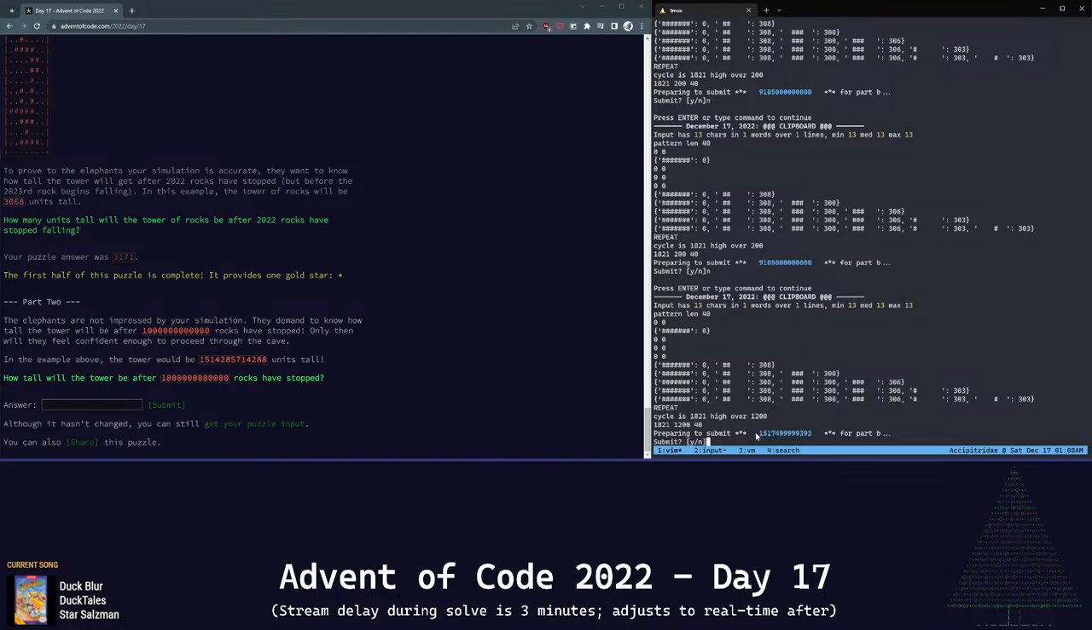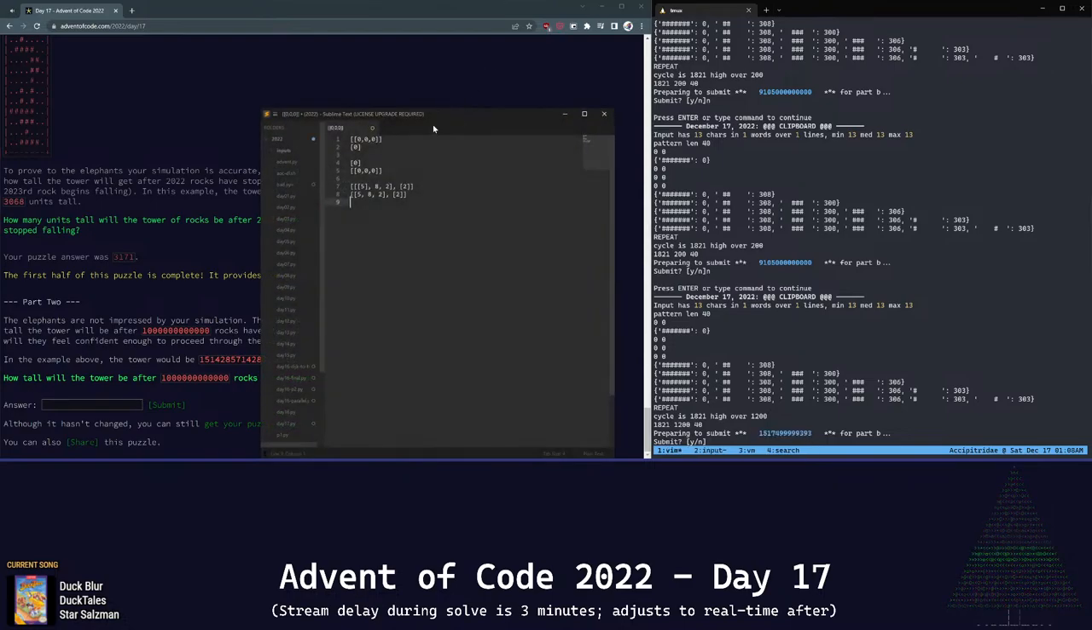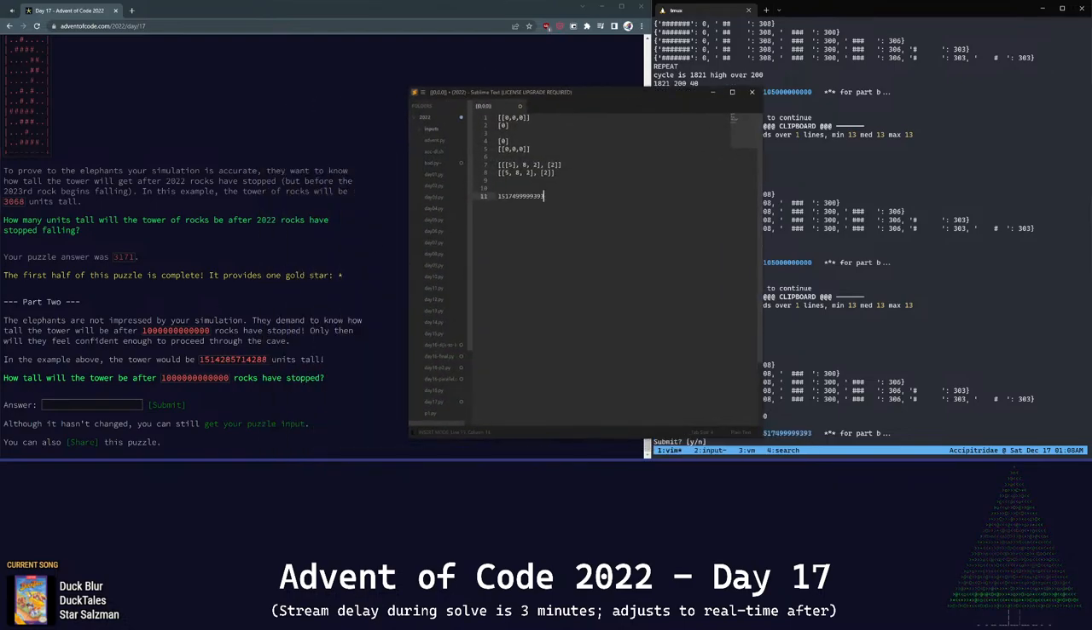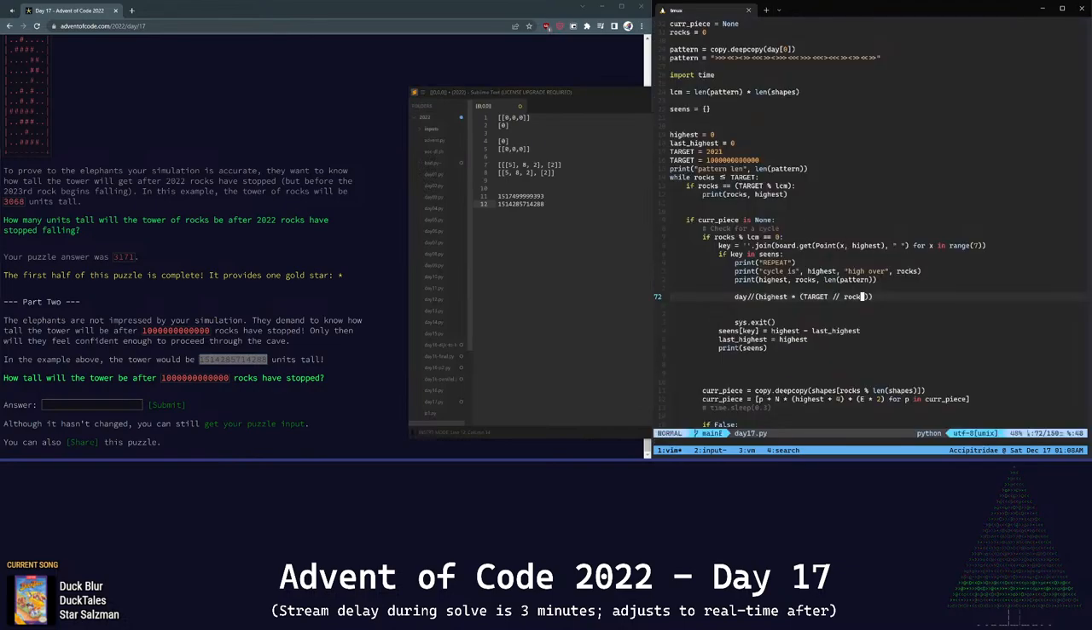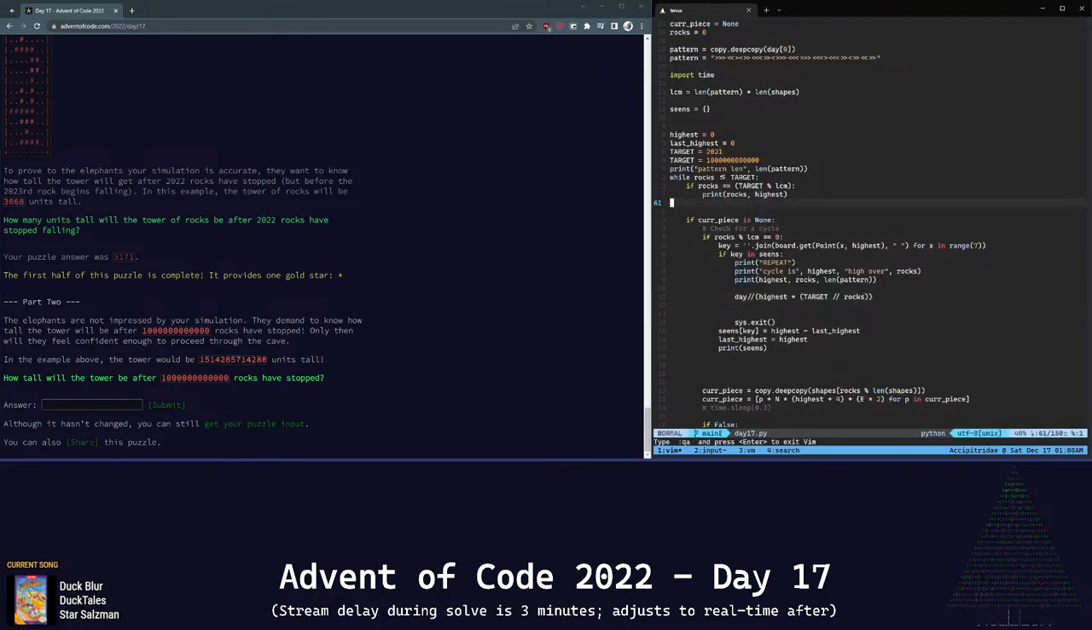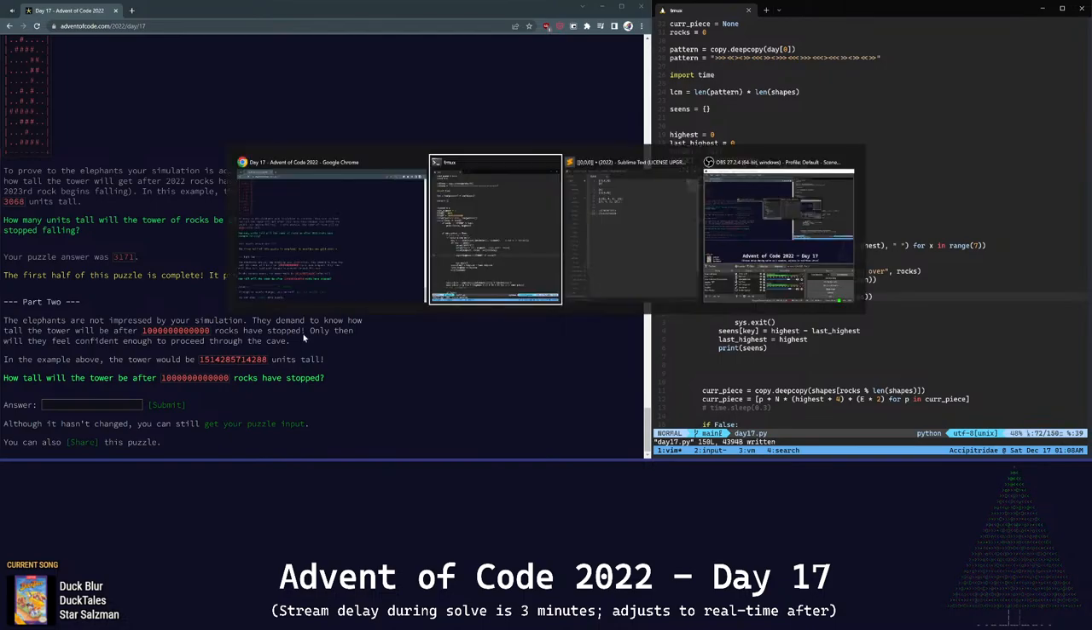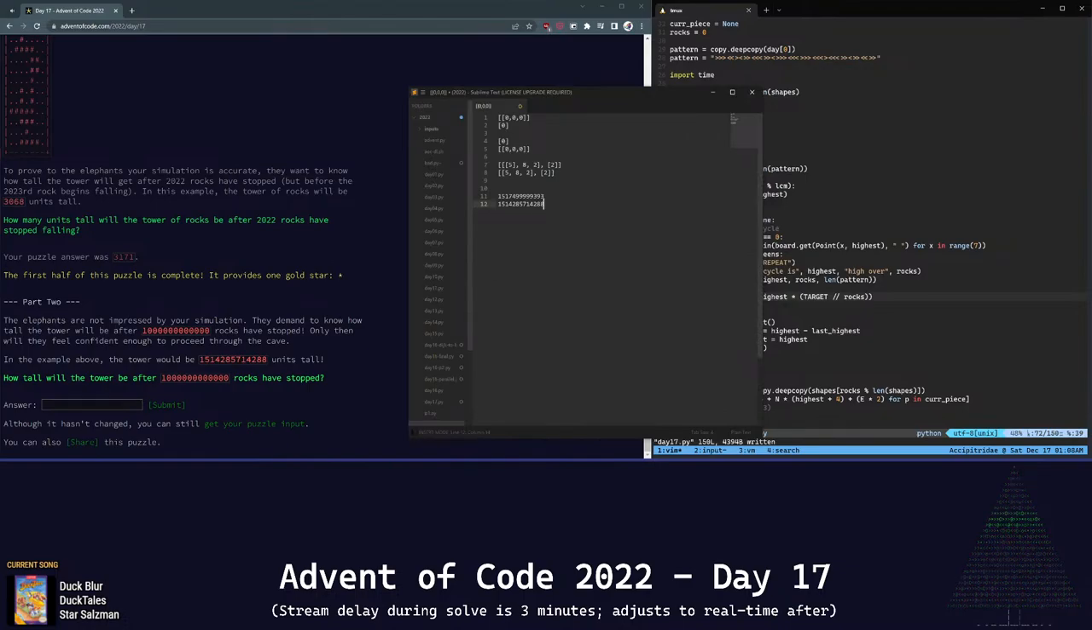Is this the right order of magnitude? I need to. Ooh, look what we have here. Yeah, it is. Cool. So we're getting a little bit closer. How far off are we? We're off.